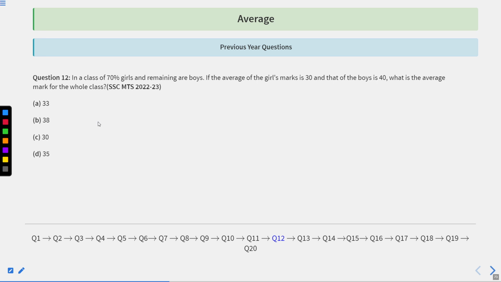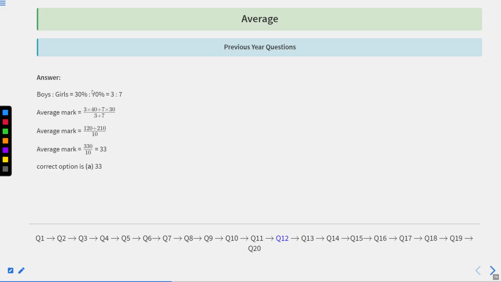Let us move ahead to question number 12. In a class of 70% girls and remaining are boys. So in a classroom there are 70% girls and remaining 30% are boys. So if the average of girls' marks is 30 and that of boys is 40, what is the average of whole class? So individual average is given to us and we are interested in finding the combined average.